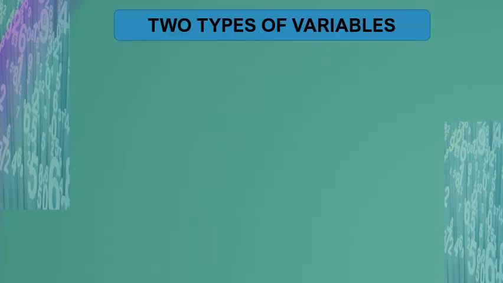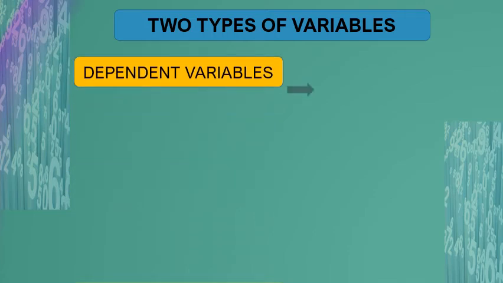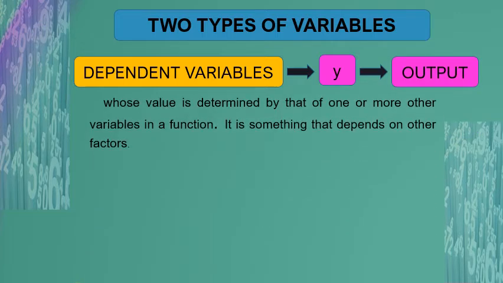Two types of variables. The first one is dependent variables, or we can say that is y, and we can say that is output. What do you mean by dependent variables? Whose value is determined by that of one or more other variables in a function. It is something that depends on other factors.